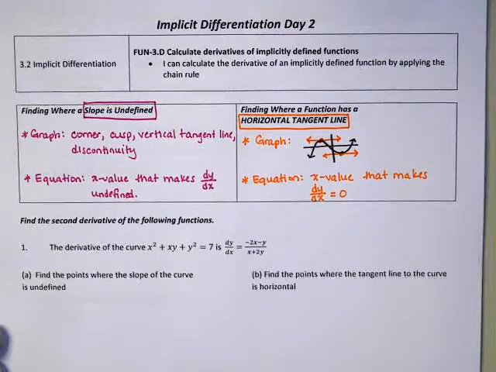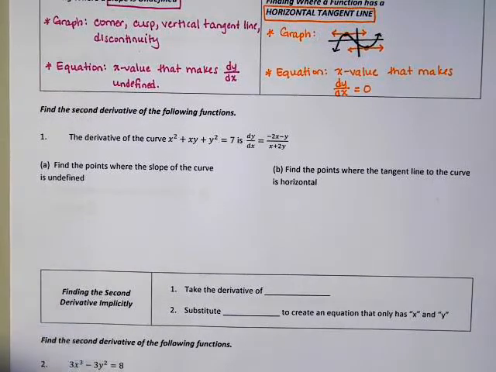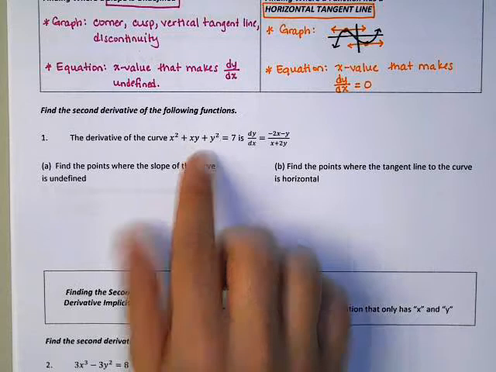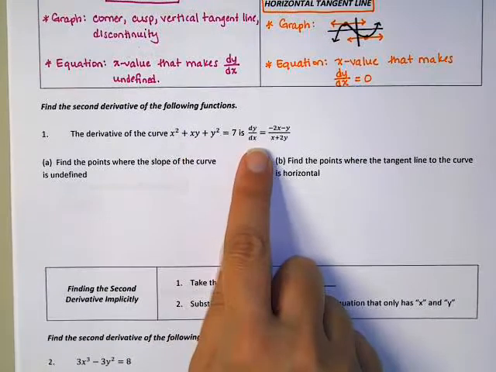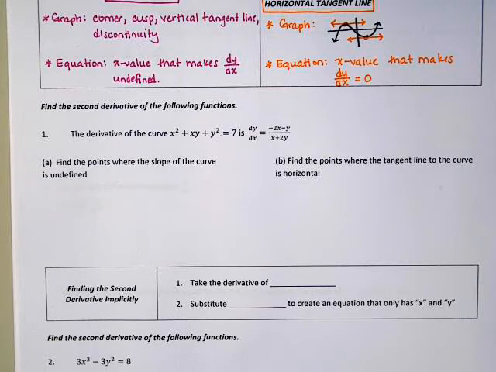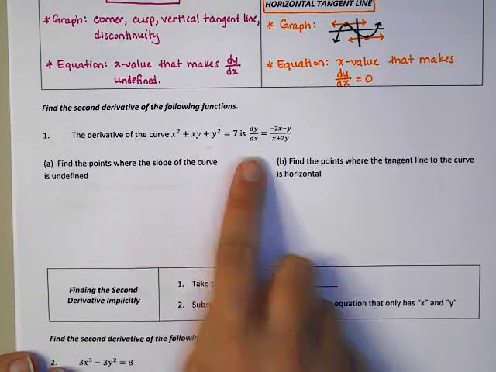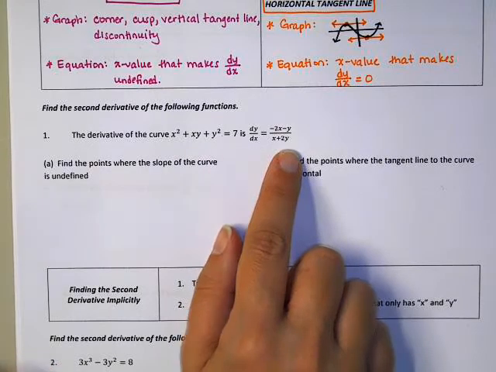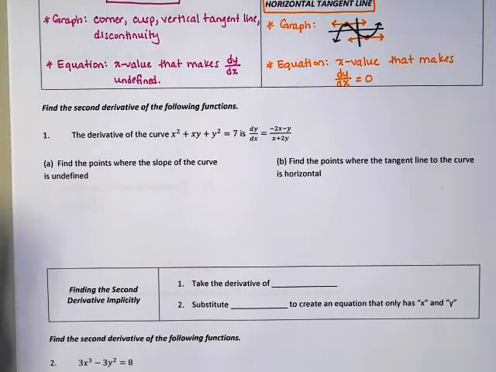So using those two ideas, we're going to answer the question for problem 1. It says here, the derivative of the curve x squared plus xy plus y squared equals 7 is dy over dx equals negative 2x minus y all over x plus 2y. So in this problem, you've already been given the original function and the derivative. For part 1, it says find all the points where the slope of the curve is undefined.